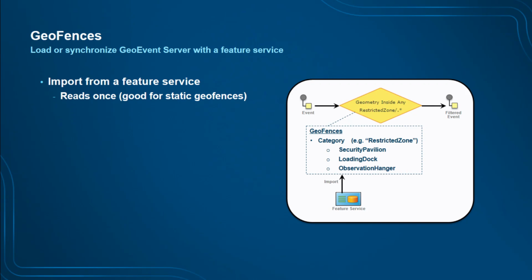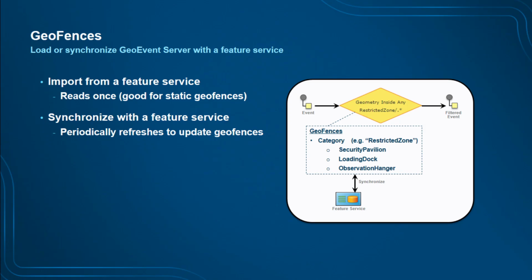Geofences inside GeoEvent Server are organized in memory in an efficient structure for the real-time processing and the analytics that we run against them. We are not looking at feature services to get the geometries. Those need to be imported into GeoEvent Server. So one way to import them is to simply do a one-time import from a feature service. That takes a snapshot and is good for static geofences, like I mentioned, counties, operational areas that don't particularly change, US state boundaries. You can also periodically synchronize with a feature service so that as the features change, you bring those new geofences in to apply to your analytics.